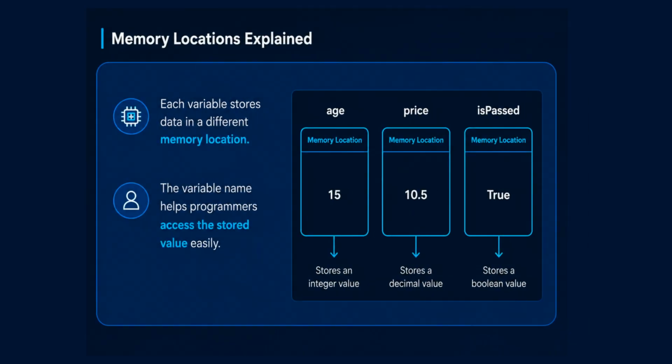Every variable is stored in a different memory location inside the computer. The variable name helps programmers access the stored value quickly. For example, the variable age stores an integer value, while price stores a decimal value. Even though users only see variable names, the computer actually stores the data in memory addresses behind the scenes. Variables make it easier for programmers to work with data without worrying about exact memory locations.